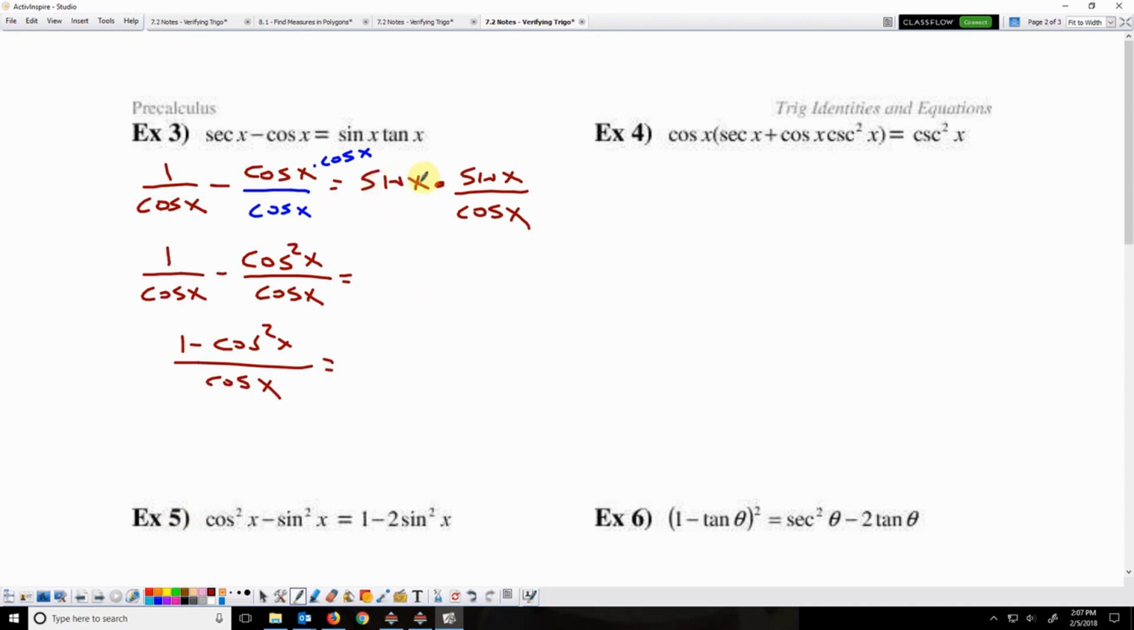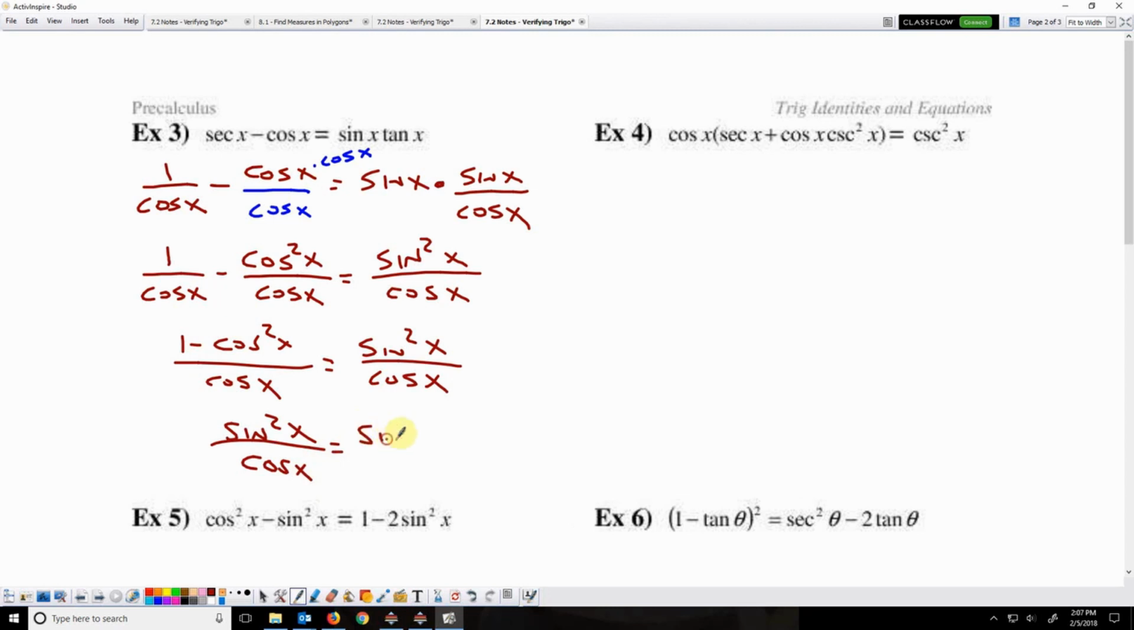On the right side, sine x times sine x is sine squared x. From the Pythagorean identities on the front page, we can see that 1 minus cosine squared x is equal to sine squared x. Now my left and right side are identical, so that proves that this is a true statement at the top.